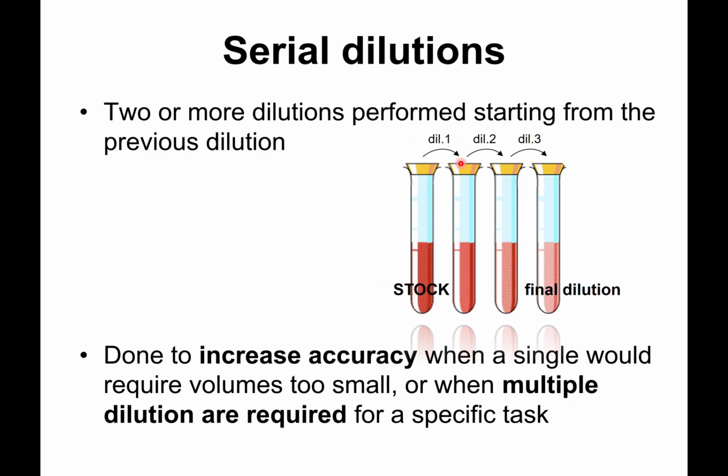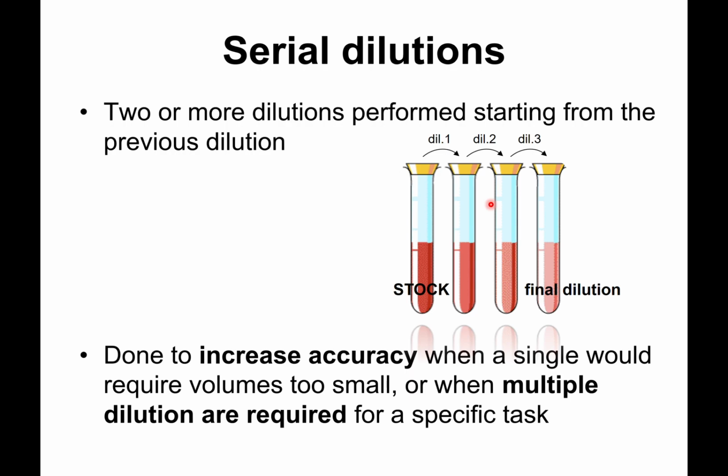You perform the first dilution, and then for the second dilution, your first dilution, this one here, becomes your stock. So this gets diluted again, and then the second dilution here becomes the stock for the third dilution, and this will be your final dilution that you have achieved here. Now, why do you sometimes want to do serial dilutions instead of a simple dilution? Well, there are different reasons.